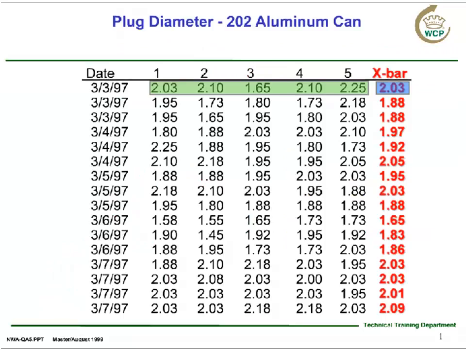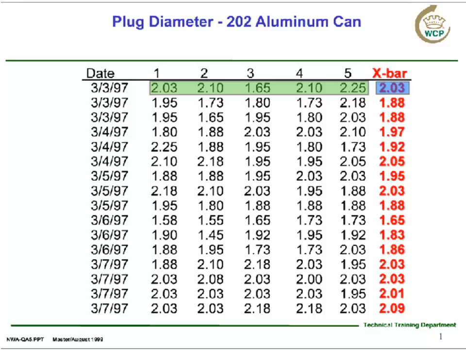Let's take the same data set we used previously to make a histogram, but now an extra column has been added to the far right with the heading X bar. X bar, also written with an X with a bar overhead, represents the average of a subgroup of data. In this case, the X bar is the average of the readings from the 5 columns to the left. So, if we added the data highlighted now in green and divided by 5, we get 2.03.